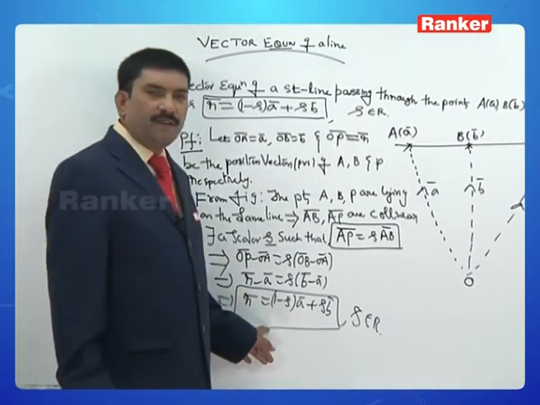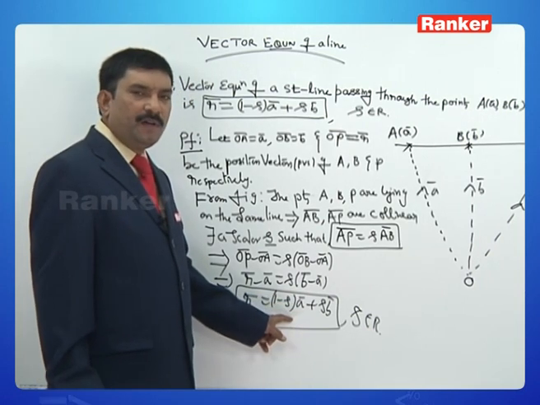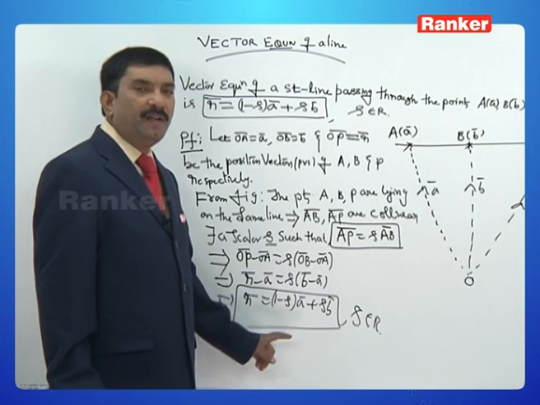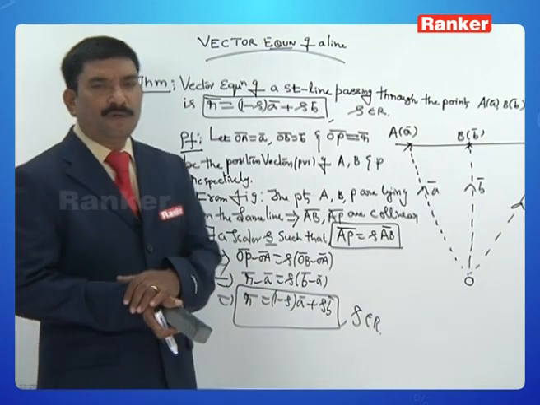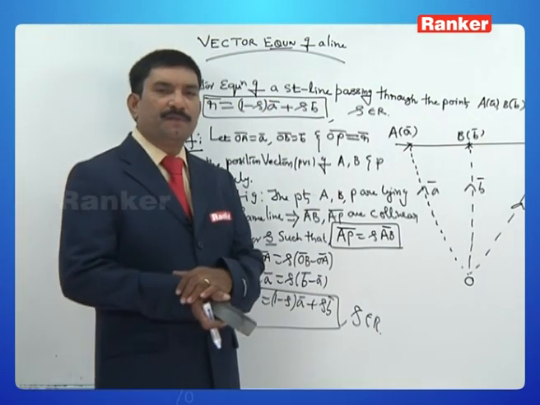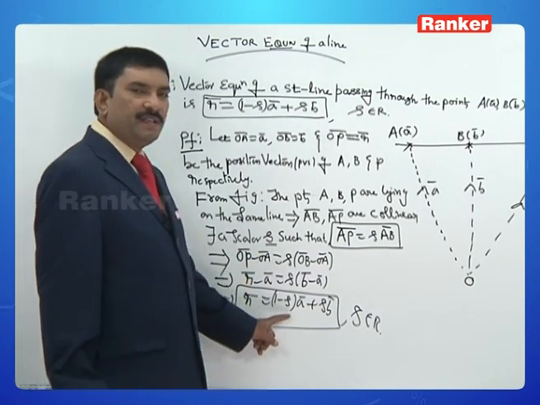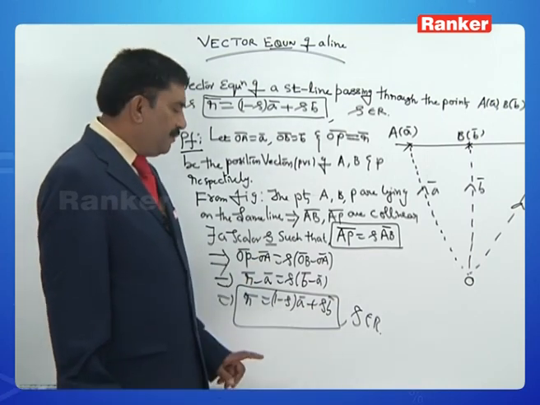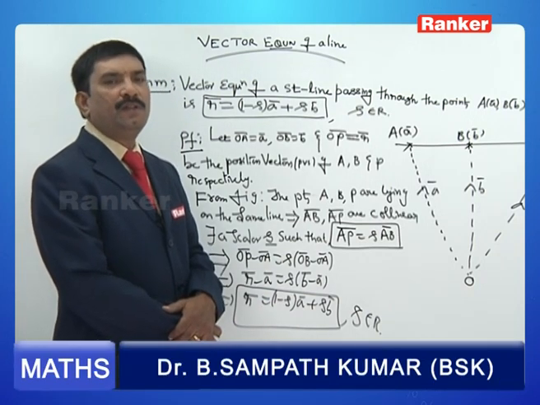The vector equation of a straight line passing through the points A bar and B bar. Here it is passing through 2 points. Passing through how many points? 2 points. Okay. So therefore, now what I can write is, R bar is equal to (1 minus S) into A bar plus S B bar, where S belongs to R.